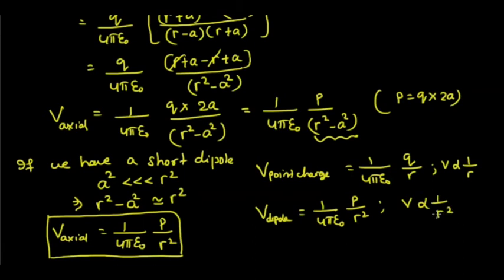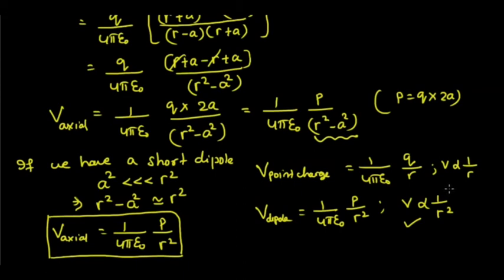Means if we have a point charge and if we have a dipole, then as we move away from the point charge and move away from the dipole, then the potential will fall more rapidly in case of a dipole, because the potential due to a dipole varies inversely as the square of the distance from it. But in case of a point charge, the electric potential varies inversely as the distance only.